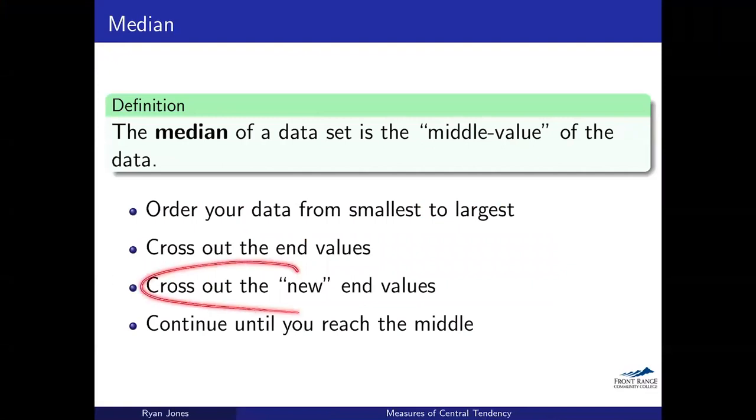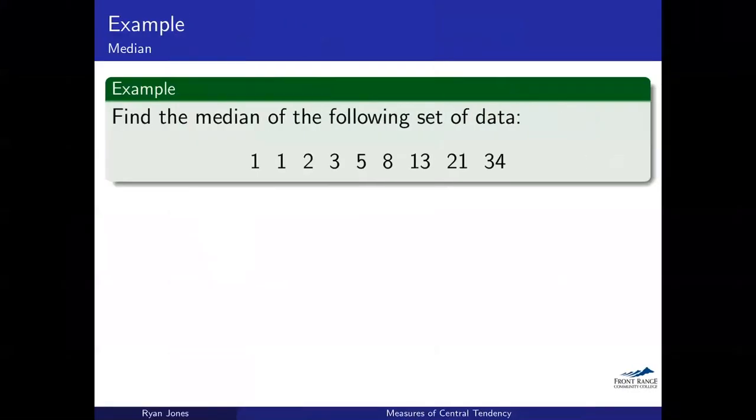So now you're just going to keep crossing out the values on the end until you reach the middle. And whatever number you get in the middle is exactly your median. So if we're looking here, we're going to take this data and just start crossing out. Let's cross out the outside. All right, now let's cross out the outside. Then let's cross out the outside, and we're left with just that 5 right in the middle.